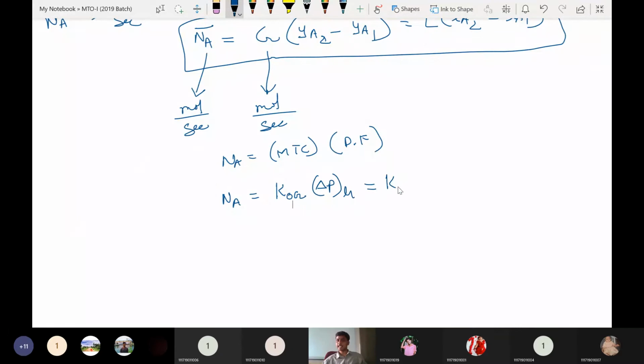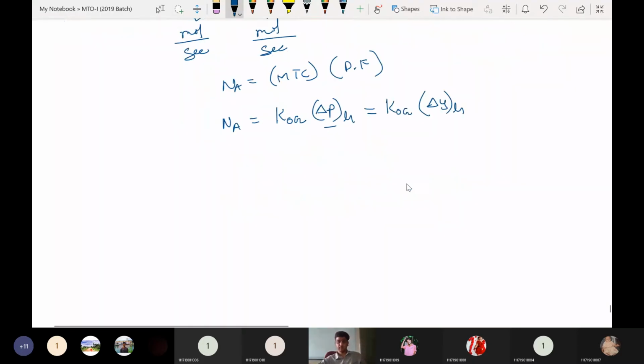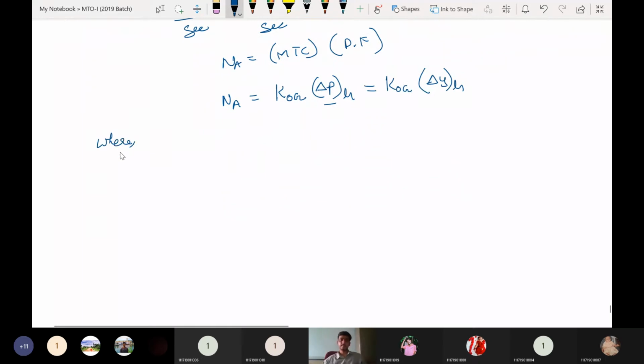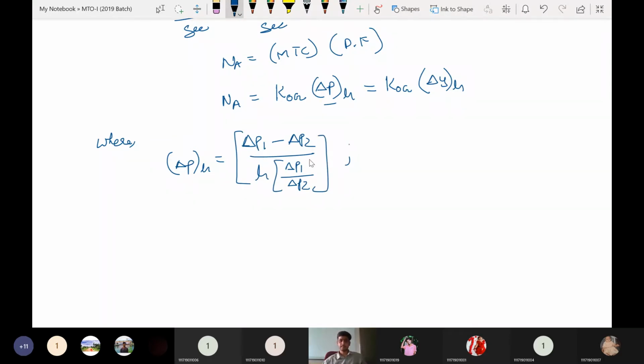This is also equal to KOG into, if the driving force is the concentration difference or mole fraction, then we can write delta YLN. We know that delta PLN is nothing but delta P1 minus delta P2 divided by LN delta P1 by delta P2. Similarly, delta YLN is equal to delta Y1 minus delta Y2 divided by LN delta Y1 divided by delta Y2.